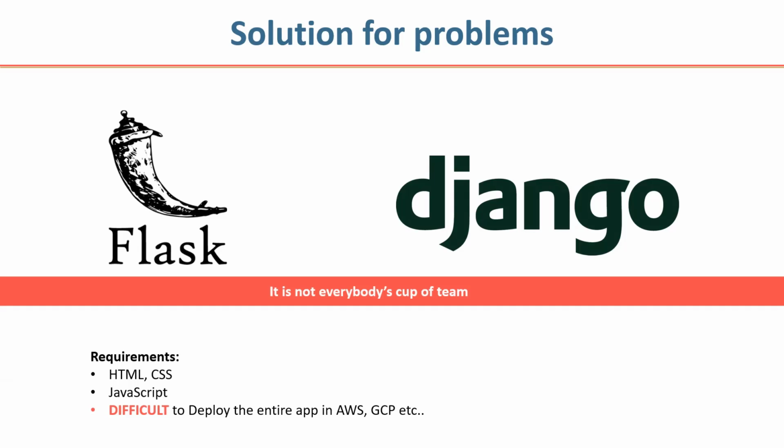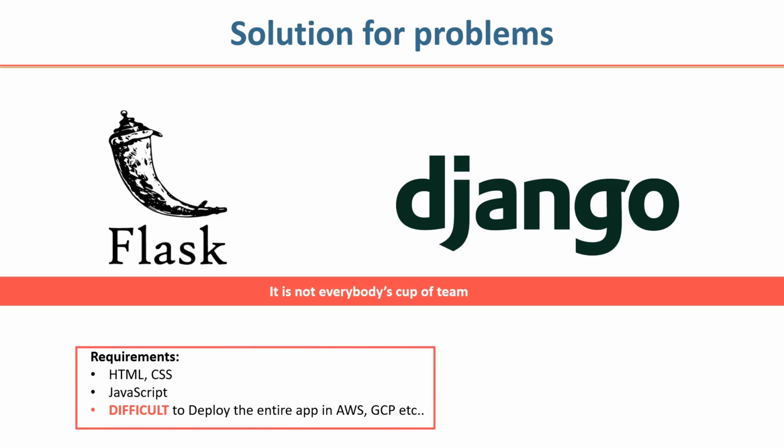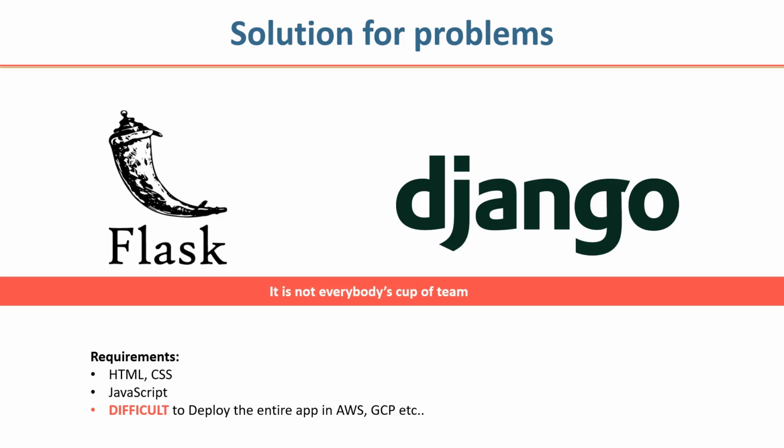Another option is to build an entire web application from scratch using frameworks like Flask and Django. But these are not everybody's cup of tea, because Flask and Django again require certain skills like HTML, CSS, XML, JavaScript, etc. And moreover, deploying the entire web app on AWS and GCP or any other cloud platform requires another skill which is always difficult to achieve. None of these options really works well.